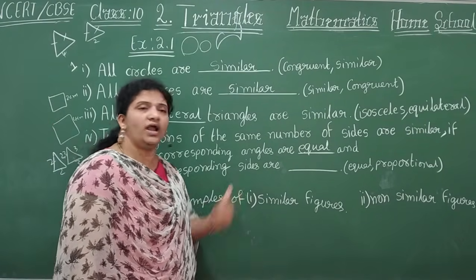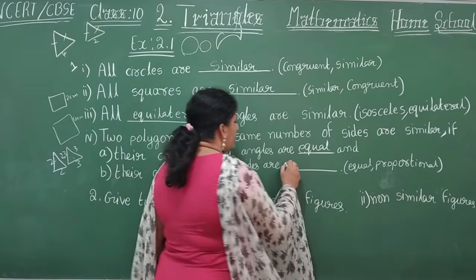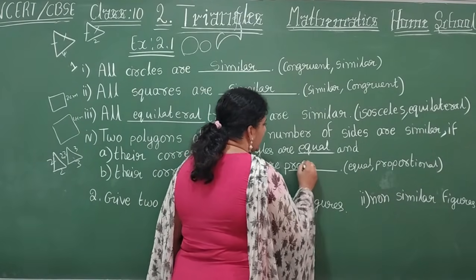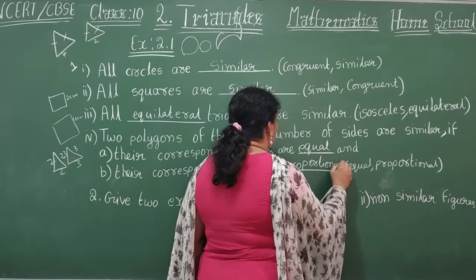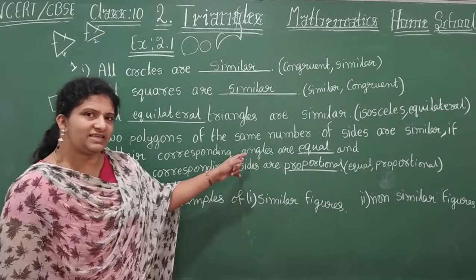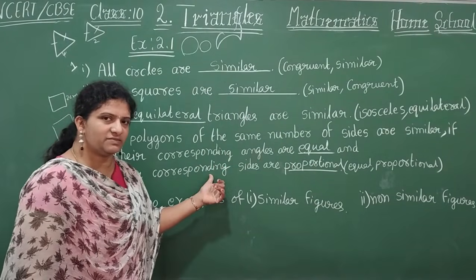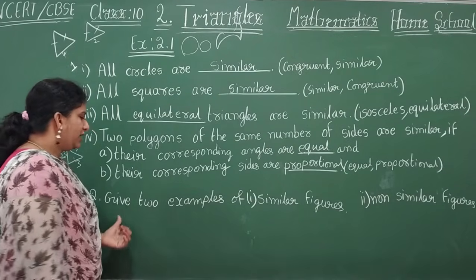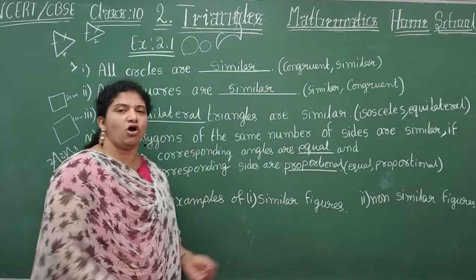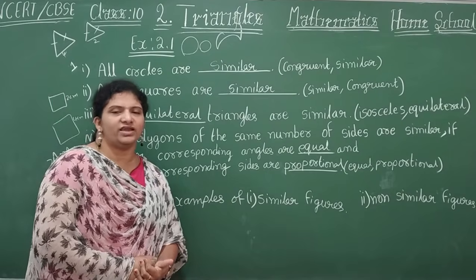sides must be what? They must be in proportion. We don't say that they are equal. They must be proportional. Corresponding angles equal, corresponding sides must be in proportion. Okay, let's see the second one. Give two examples of similar figures.